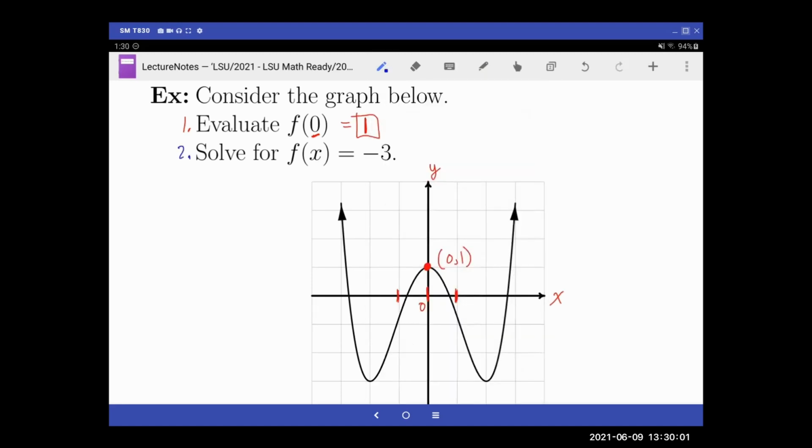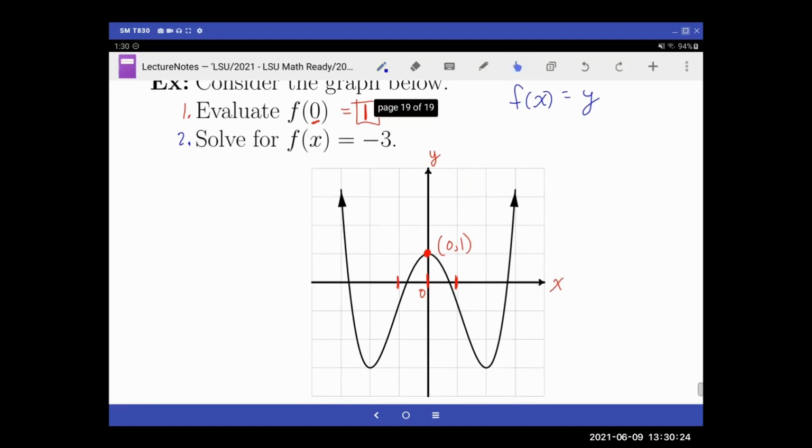The second question says solve for f of x equals -3. What does this say? Remember, function values are the y values. f of x equals y. We saw that in reverse earlier. Functions give you y values. So if the function is giving me a y value of -3, where's that happening? 1, 2, -3 is here. And so where is the function when y is -3?